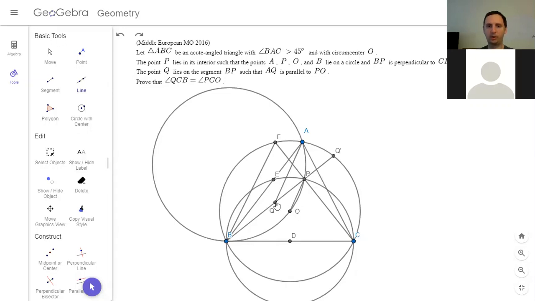So, but yeah, suppose we knew that. Then QCB, that's like the orthocenter of this triangle, and PCO, I feel like it would probably be just PCO is the same as FCO. So yeah, if we can show that Q is the orthocenter of triangle BFC, that would solve the problem. And then we wouldn't even really need point Q prime, although maybe it might help to prove that Q is the orthocenter.